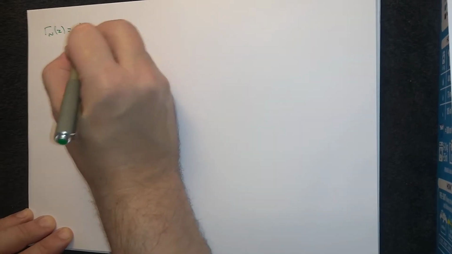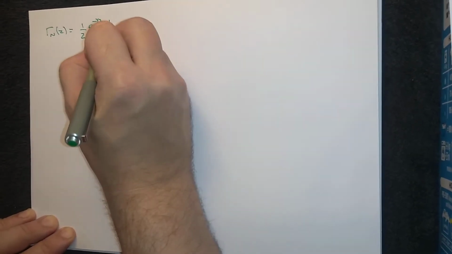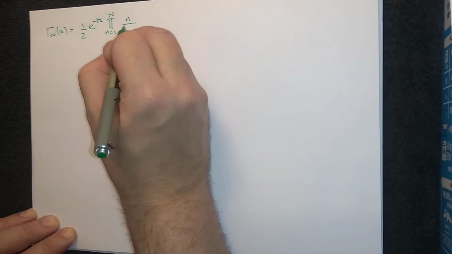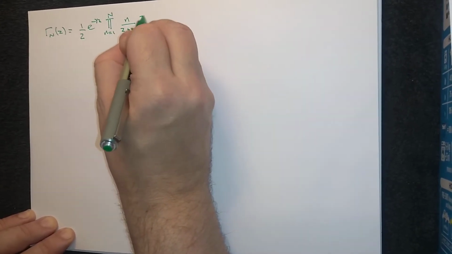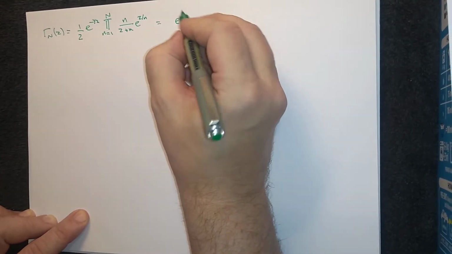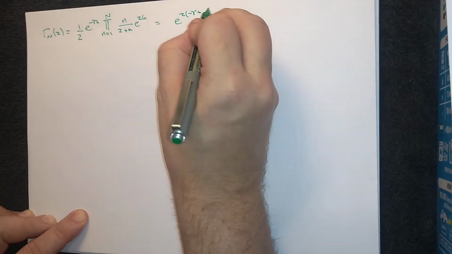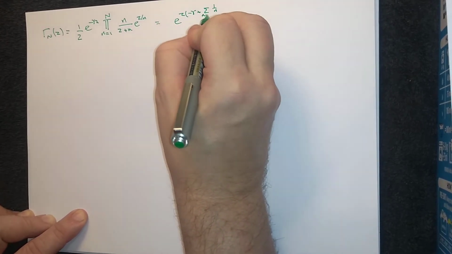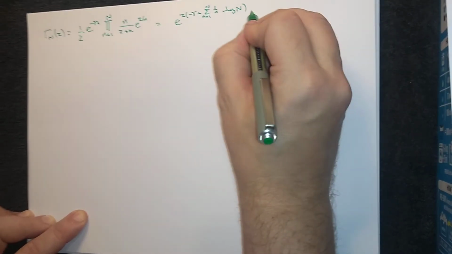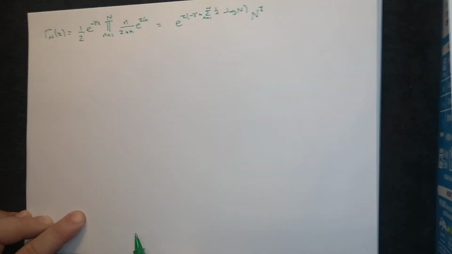Let's start with the Weierstrass form. Write gamma n of z as 1 over z e to the minus gamma z, product n equals 1 up to capital N, n over z plus n e to the z over n. That's e to the z times minus gamma plus the sum 1 over n, little n 1 up to N. Let's subtract off log n and put it back as an n to the z there.